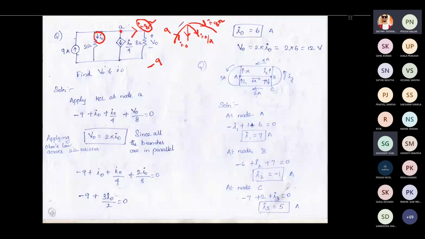Okay, so this is the node, and you can apply KCL here. One current is coming in, that is 9 ampere, and the remaining currents are going out. I have assumed these currents as going out. So you write the KCL equation: minus 9 plus I naught, because the current is leaving. Similarly, plus I naught divided by 4, because the current is leaving.